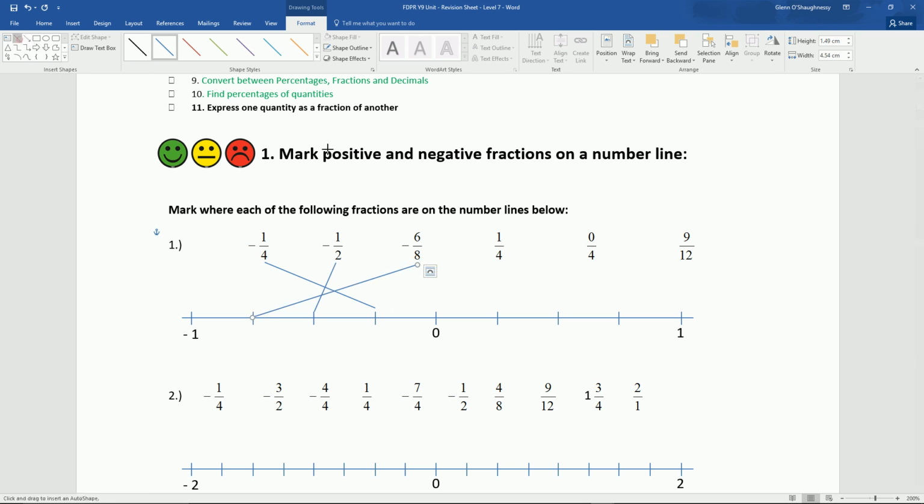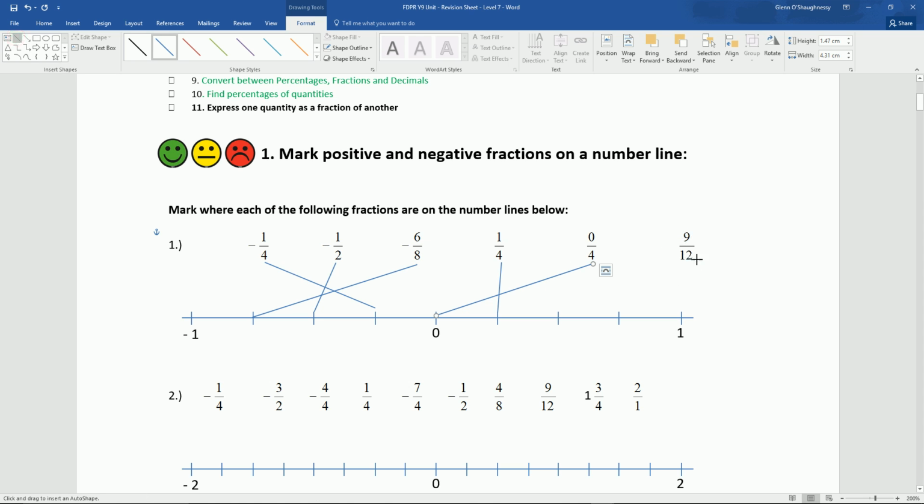All right, the next one's pretty straightforward. It's a positive number. Positive's on this side of 0, obviously. Quarters there. Now, 0/4. Well, that's just 0, isn't it? 0 divided by anything gives you 0. That goes there. Now, 9/12. How am I going to deal with that?